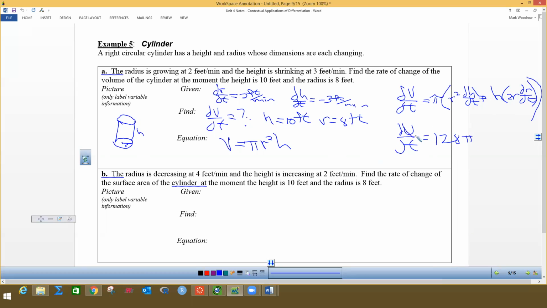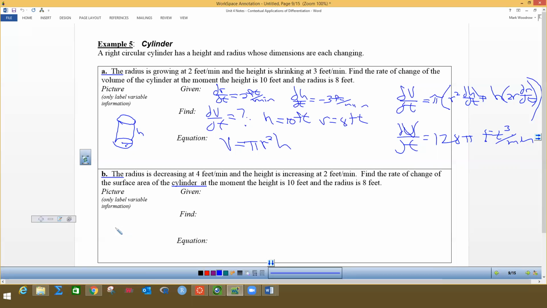Now we're talking volumes, so this is feet squared when you plug that in, and that's feet. I hope you all know that's going to end up being feet cubed, because that's feet times feet times feet. That's feet cubed, and it's per minute. So see if you get that answer when you plug those in.